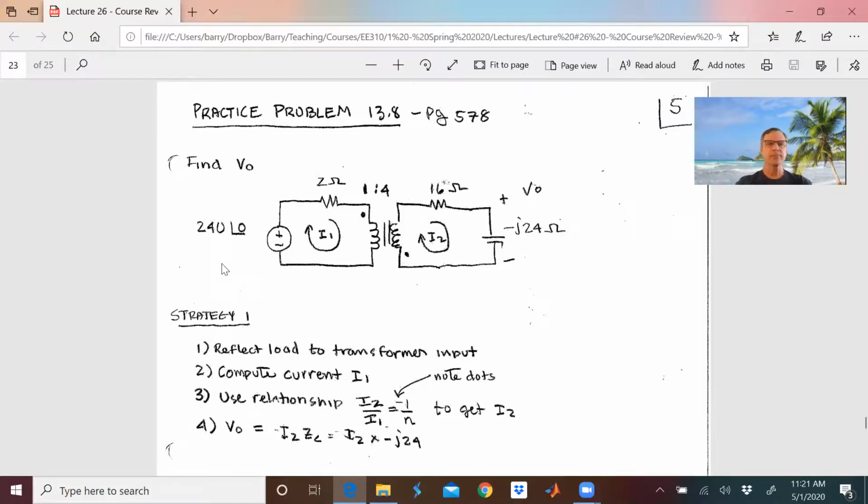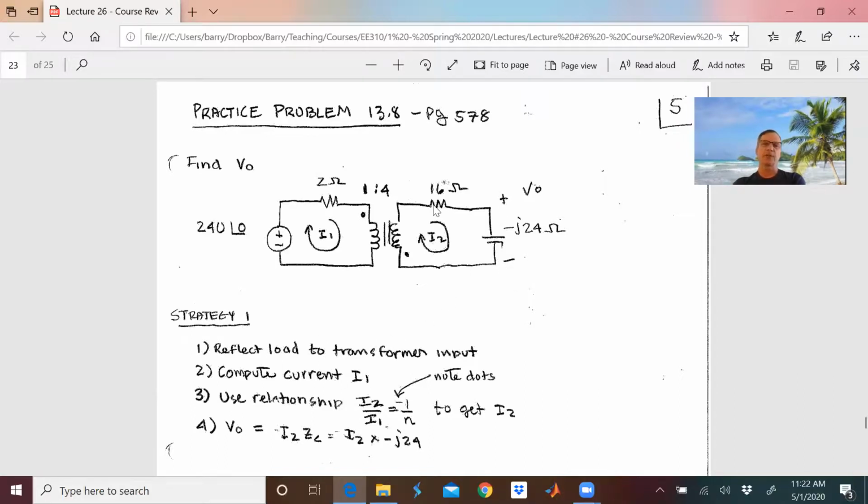Okay, so we got 240 volts over here. We've got a 4-to-1 transformer. Ooh, look, the dots are on the other side, so we're going to have to pay attention to that. Okay, strategy 1. What we want to find is V out, right? I want to find this output.